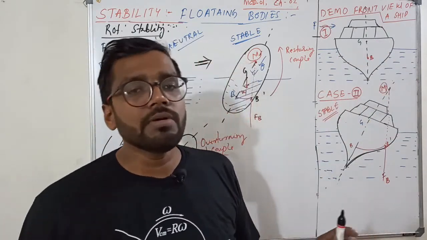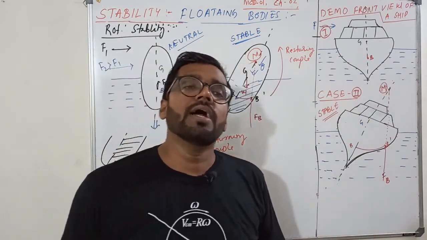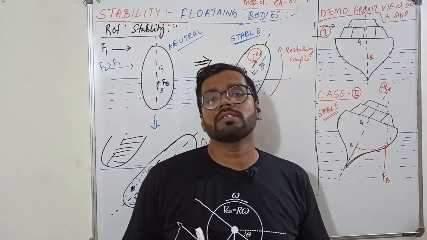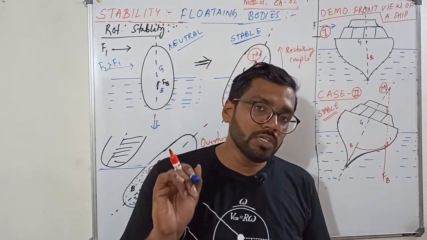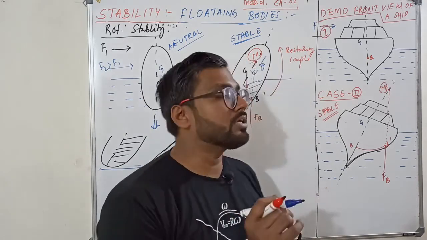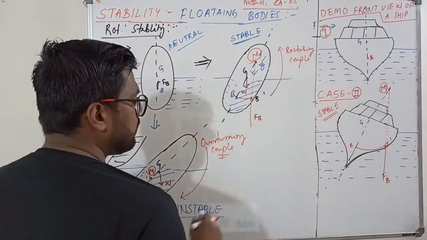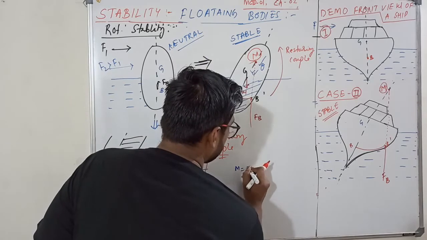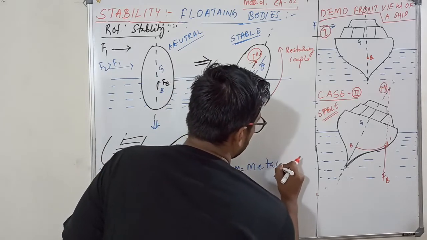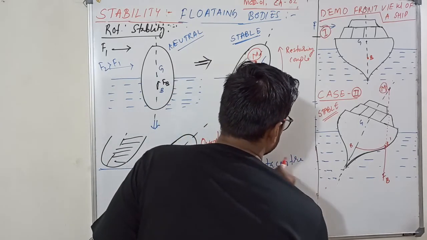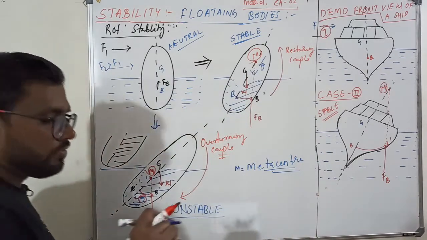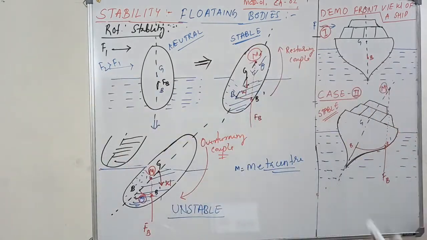I have to design in such a way that I minimize this condition, and attain a stable equilibrium through metacenter. What is M? M is your metacenter. Okay, we will discuss about metacenter. Just note it down, then we will discuss about metacenter.